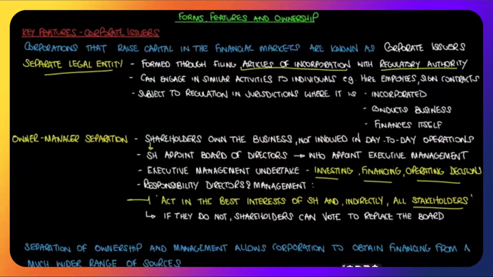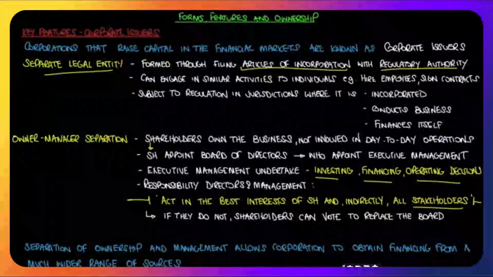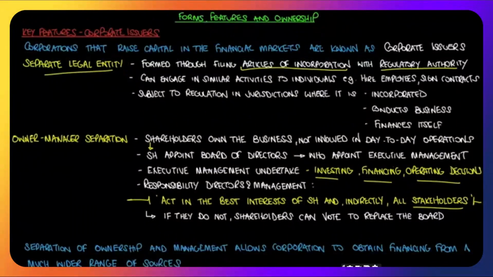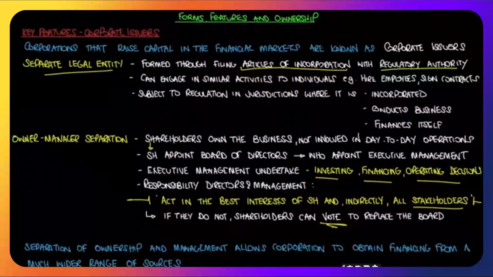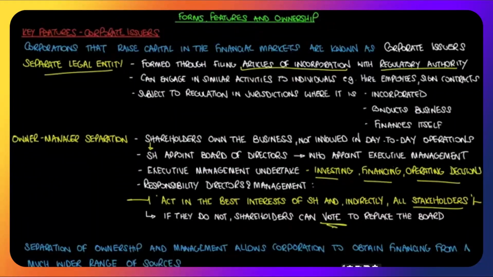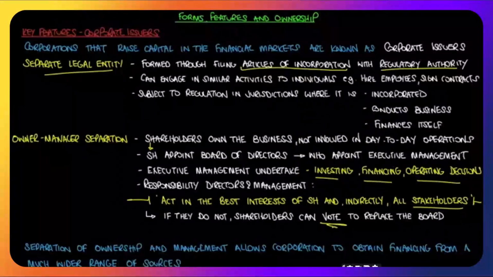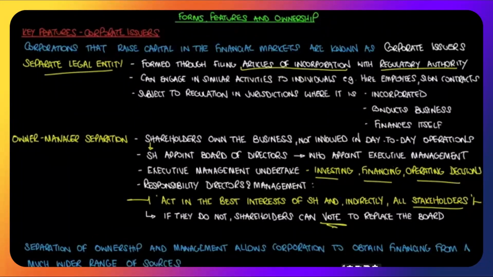This should be the phrase that gets directors out of bed in the morning. If they don't, and if that doesn't happen, then shareholders have votes attached to their shares. Could be that they get 1 vote per share. There could be different voting weightings, different weightings to each share, but they'll have votes to replace the board.